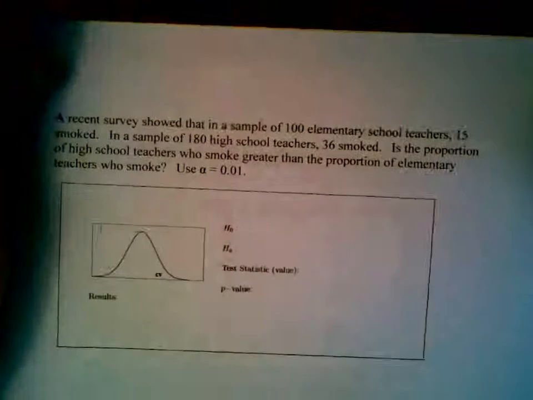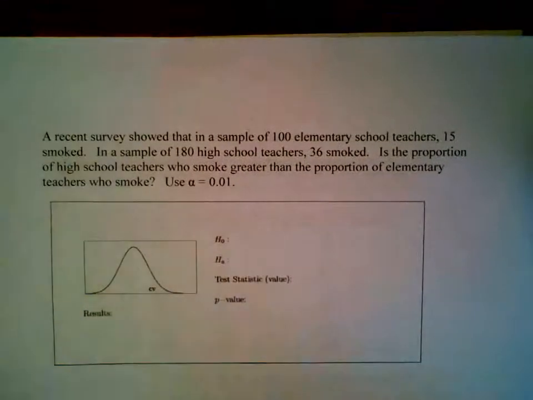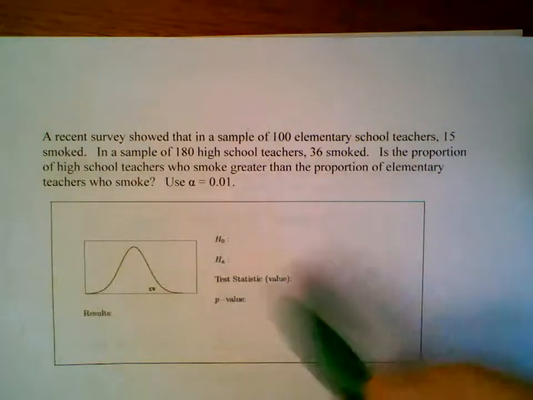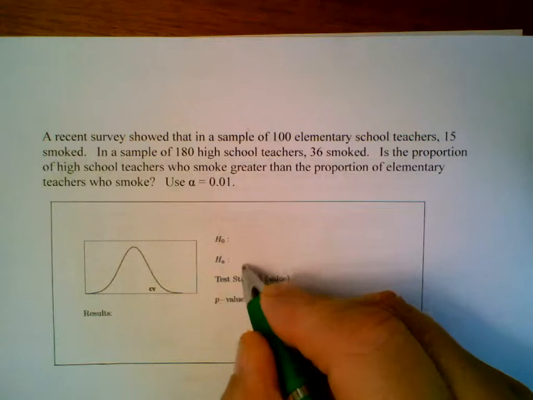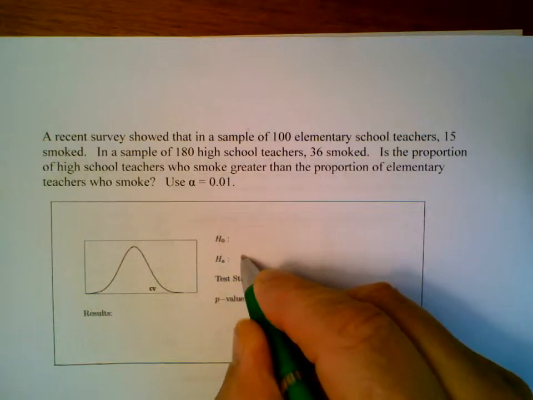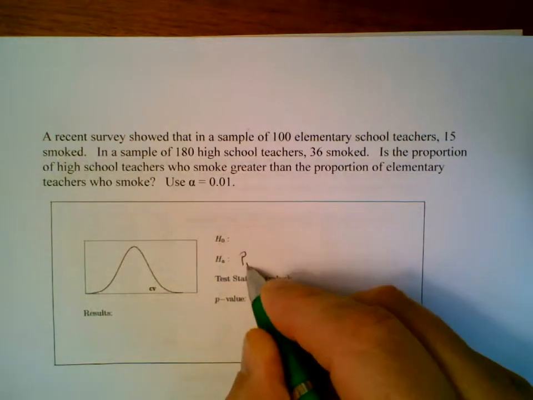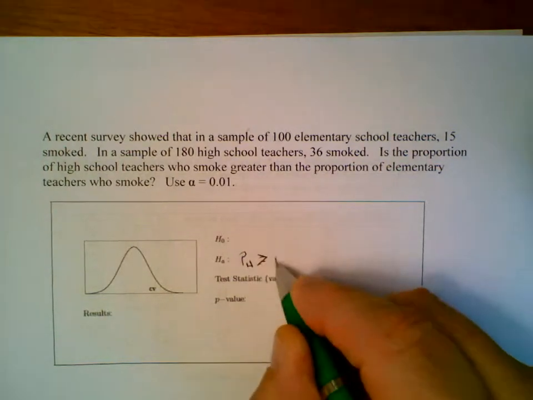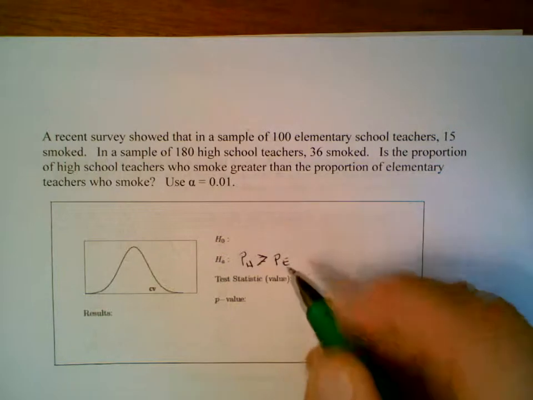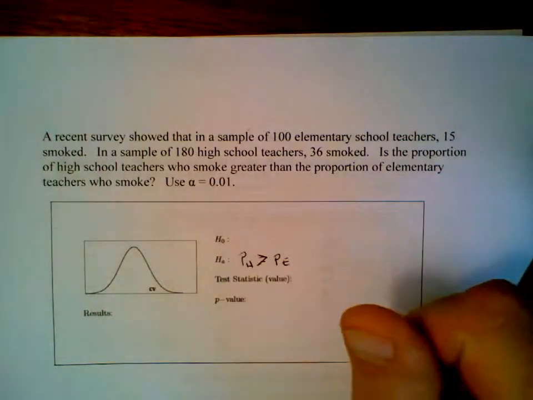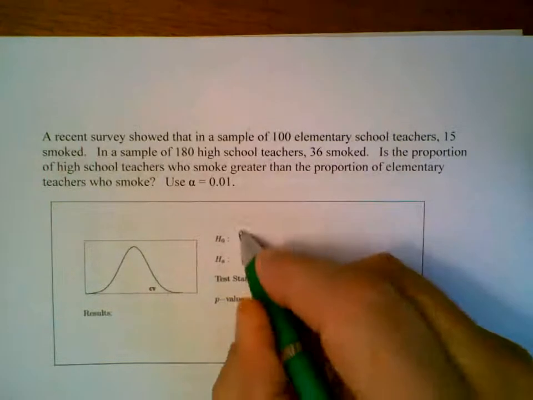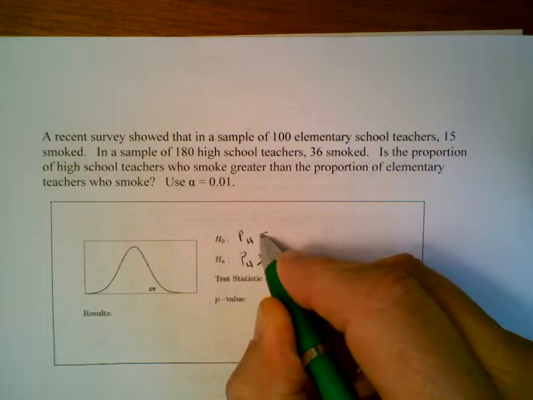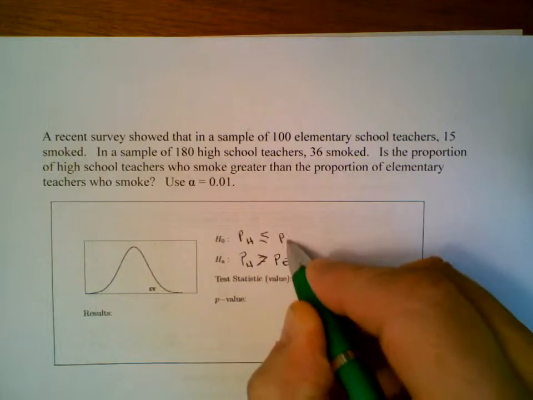Claim. We look at our data here. The question they're asking is, is the proportion of high school teachers greater than the proportion of elementary? That's our claim. And that's strictly greater, so that turns out to be our alternate hypothesis. We write percent of high school teachers greater than percent of elementary teachers. That's the claim. The null, or the opposite of that, is proportion of high school teachers is less than or equal to the proportion of elementary teachers.